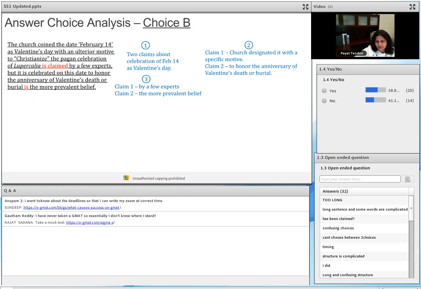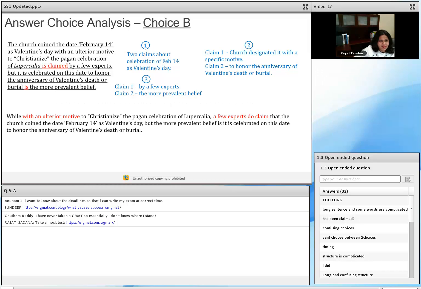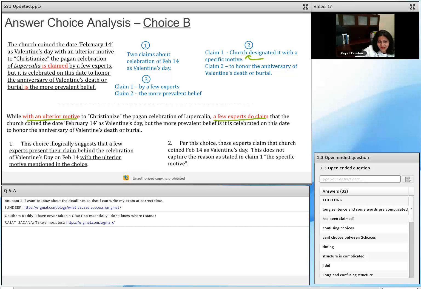Now choice B was selected by about 5 people. Okay. So what's happening in choice B is that with an ulterior motive to Christianize the pagan celebration, a few experts do claim. Now this is absolutely nonsensical. A few experts didn't have the ulterior motive. That is not what the sentence said. The ulterior motive was of the church. So this part of the sentence communicates incorrect meaning. Okay, and that is why this choice is wrong.